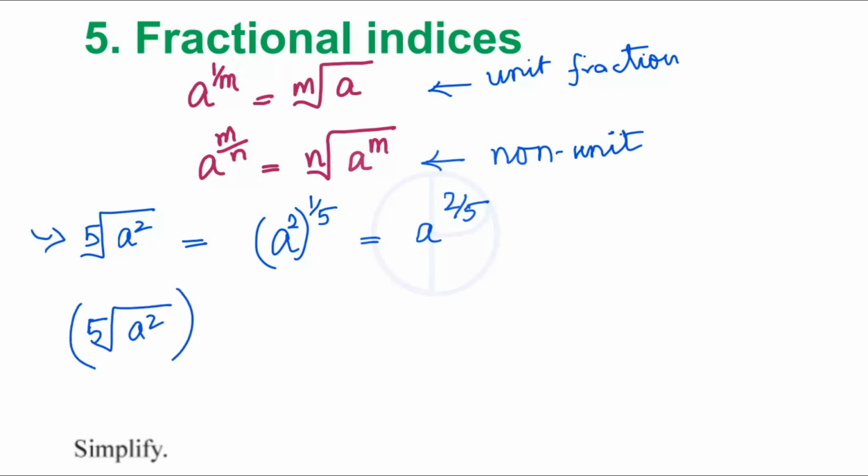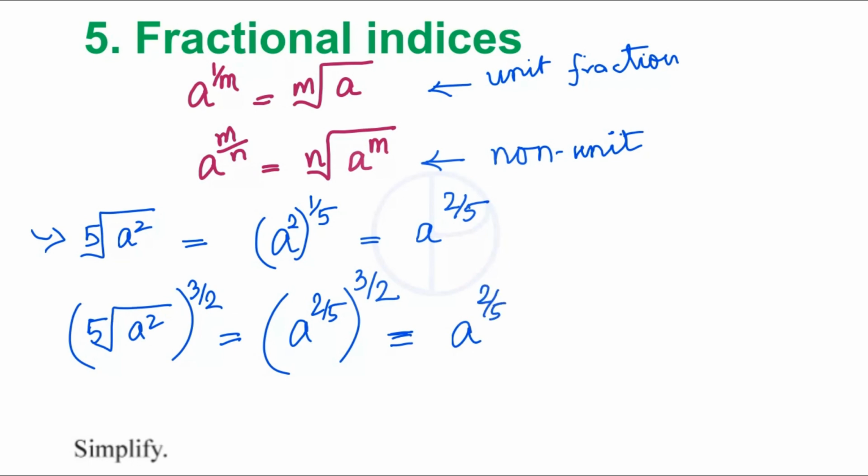Let's simplify this one. 5th root of a square is a power 2 over 5. And the power is 3 over 2. Now apply the law for raising a power to another power. That is, actually it's a multiplication of the indices. So a power 2 over 5 multiplied by 3 over 2. You get a power 3 over 5.